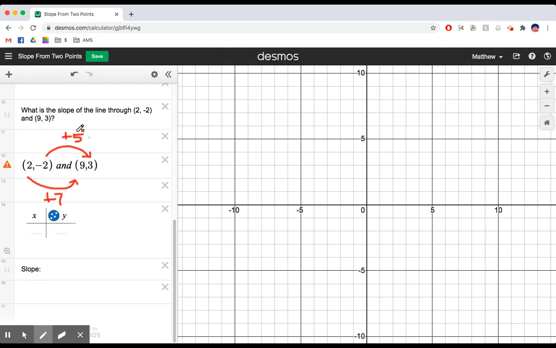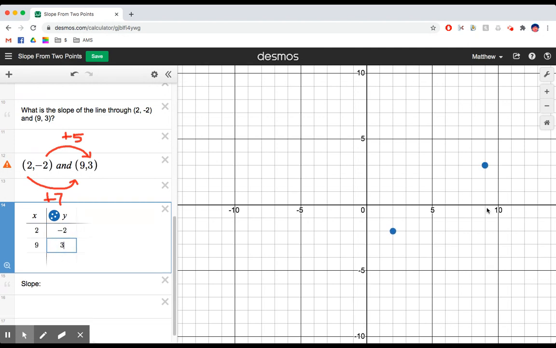So there you go. Change in y is 5. Change in x is 7. 5 over 7 is our slope value. Okay? Let's see it on the table. Again, if you're more comfortable with the table, don't shy away from that. 2 comma negative 2, 9 comma 3, shows up on the graph even, right? Picture your line that goes to these 2 points. You can even count it. Oh, we're going up 5, right 7.